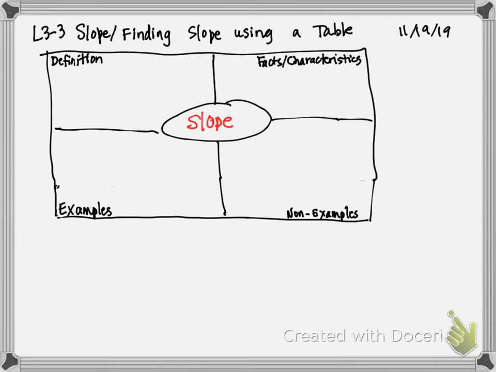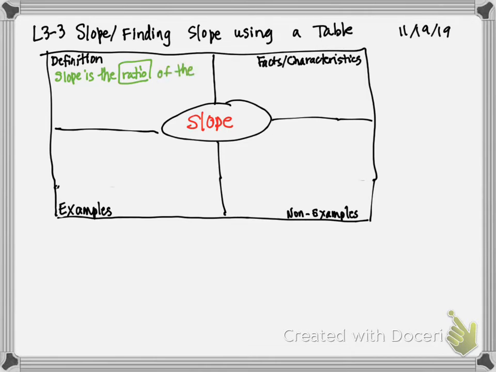So let's start with the definition. So slope is the ratio. So remember, a ratio is a comparison of 2 numbers, so I never want to see a mixed number ratio. I don't want to see decimals, though I have occasionally seen that sometimes. It should just be a fraction, improper or proper.